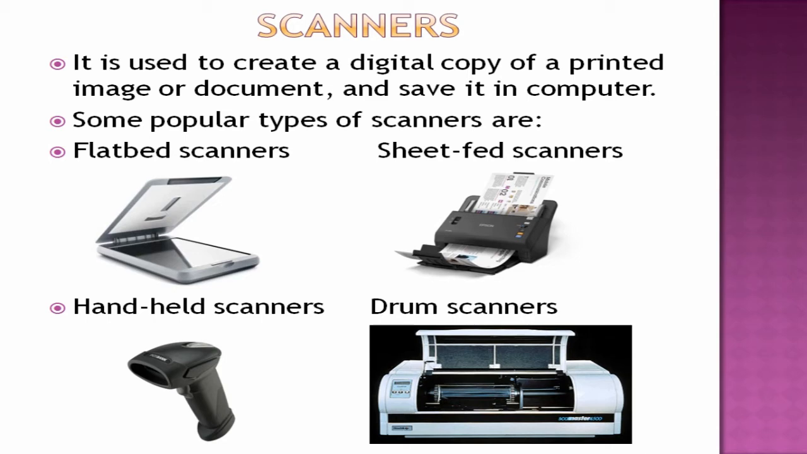Next is the handheld scanner. They are operated by hand, so they are useful for quickly capturing text. You would have seen this type of scanner in some shopping malls and libraries to scan codes. Next is drum scanners. They are used by the publishing industry to capture incredibly detailed images.